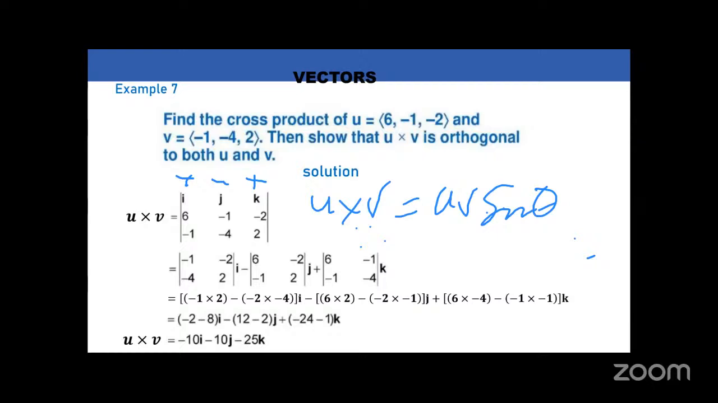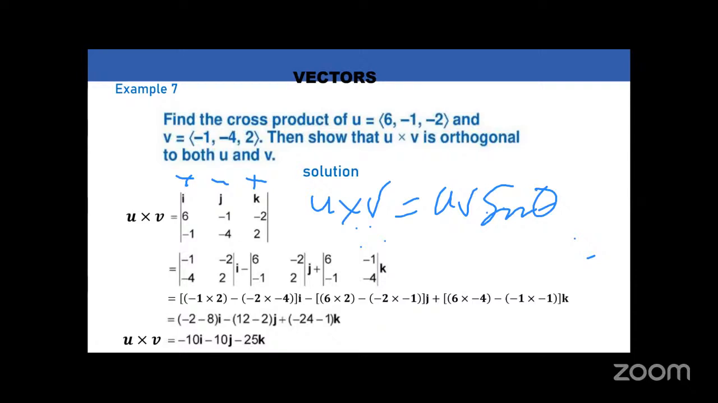But if I multiply two adjacent, or two perpendicular components, y and x, y is vertical, x is horizontal. So the angle between them is 90. So sine 90 is equal to 1.